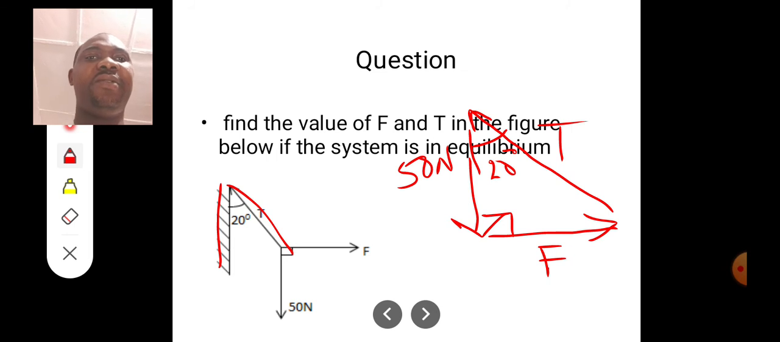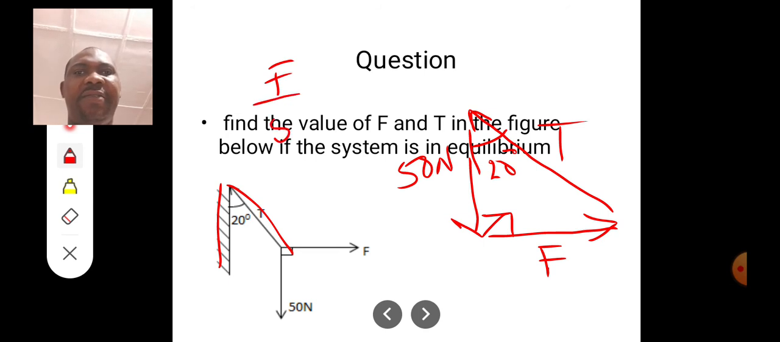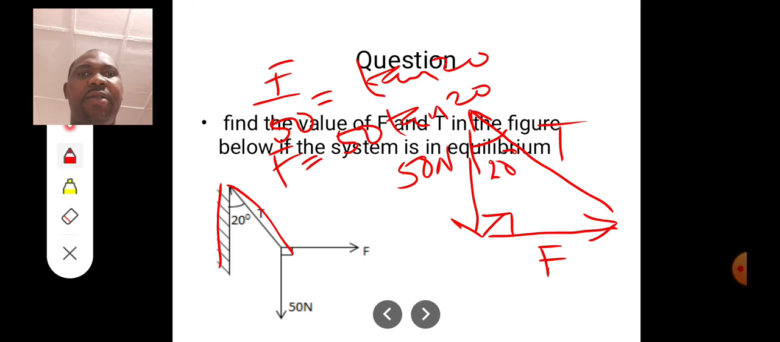This is beautiful. So looking at this now, I can apply my rule, SOHCAHTOA, to find the value of F and T. I can see that F over 50, that's opposite over adjacent, is equal to tan 20. So that means F will be equal to 50 tan 20, which you can use your calculator to sort out.